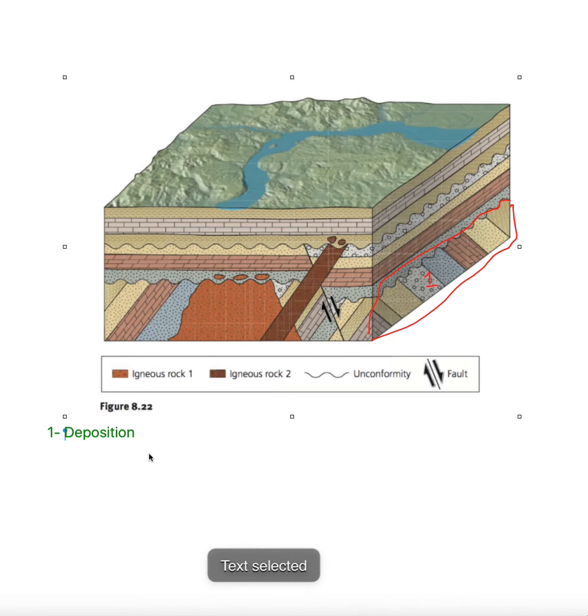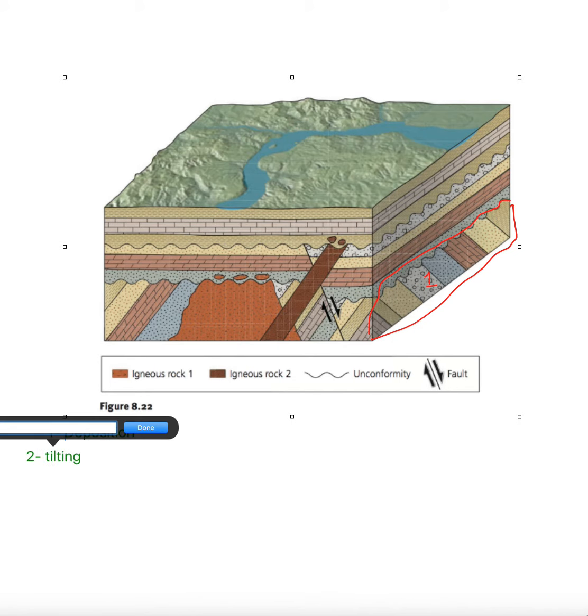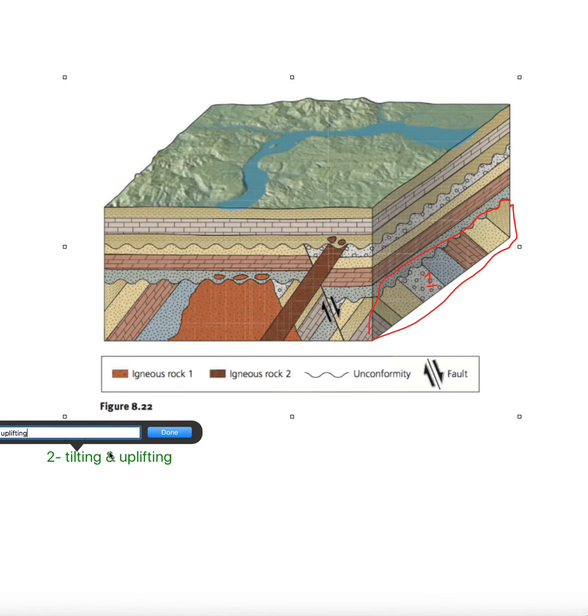Then 2 would be tilting. Since the layers are not flat, they're at an angle that tells you they were tilted, and they were probably uplifted at the same time. So tilting and uplifting is occurring to the layers of that I labeled section 1.